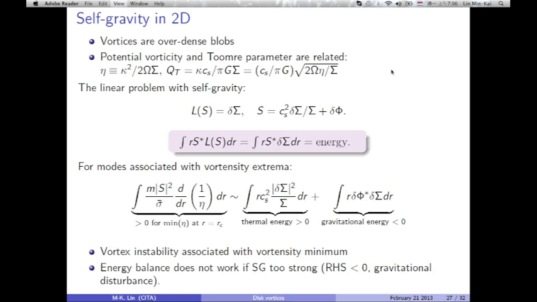And also, in fact, the key quantity which determines the stability property of structured disks is the potential vorticity, eta here. And the key quantity which describes gravitational instability is the Toomre parameter, Qt here. Turns out that these two quantities are actually more or less the same thing. Right? They can be written in terms of each other.